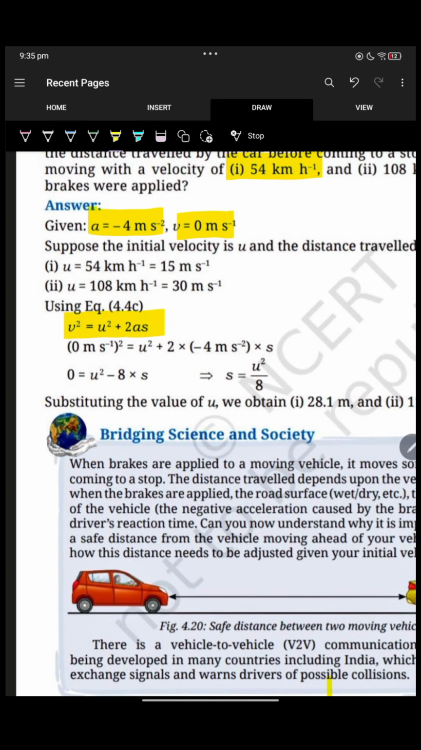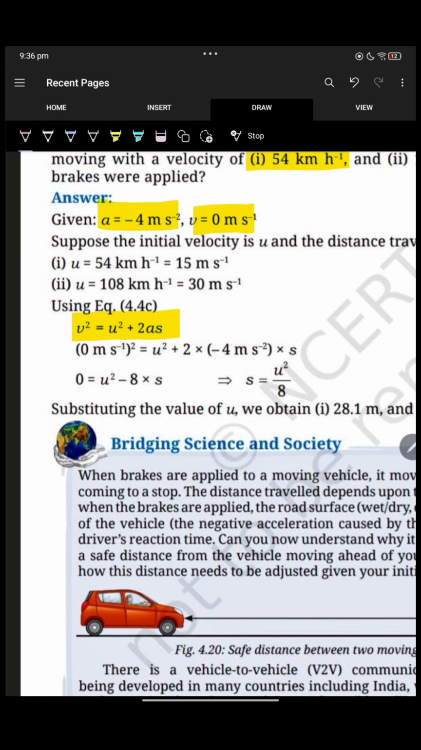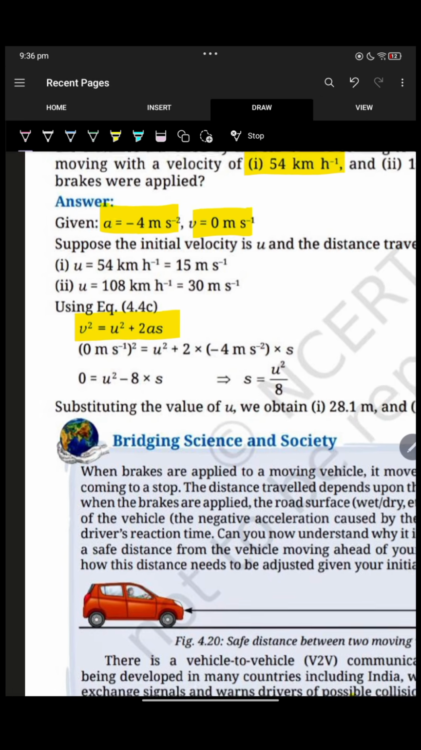So what you will do? It is actually 54 into 5 by 18. You will get 15 meter per second, right? You can try out for yourself the value of 54 into 5 by 18, and if you calculate, you'll definitely end up with 15. So it is 15 meter per second. That is your initial velocity.